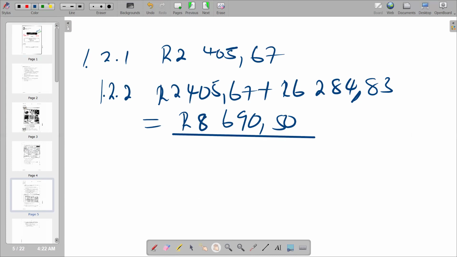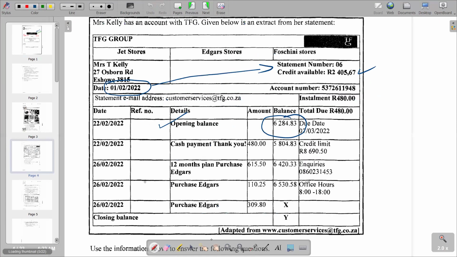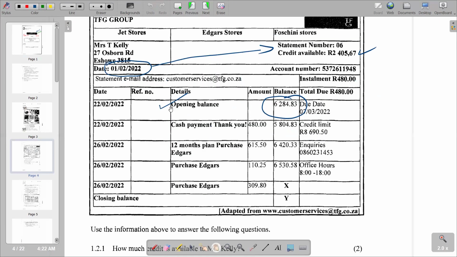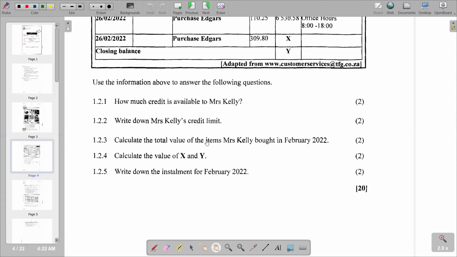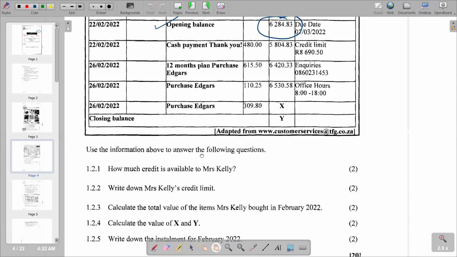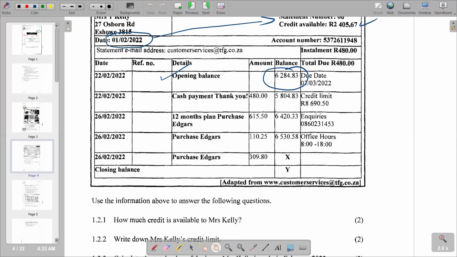So we go to the next part of our question, which is going to say, calculate the total value of the items Ms. Kelly bought in February 2022. So obviously, we have the column that is showing us what was bought. So we can just try to go there and see on the amount.